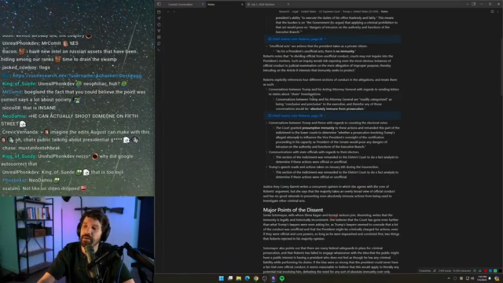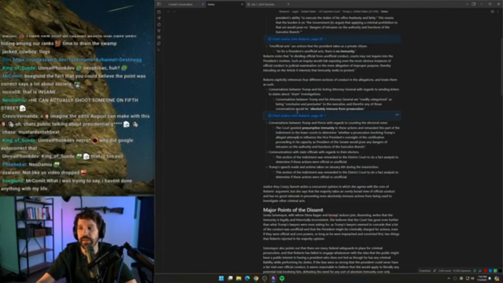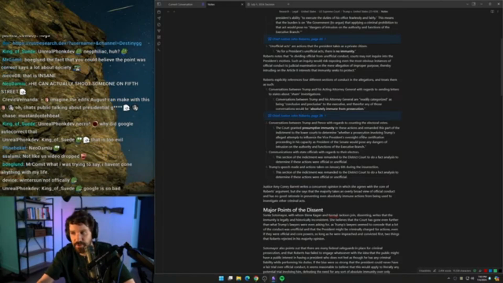Because of that overlap, now the burden is on the government to make the argument that, well, if we do a criminal investigation in regards to this conversation, we have to prove that it wouldn't pose any danger of intrusion on the authority and functions of the executive branch.